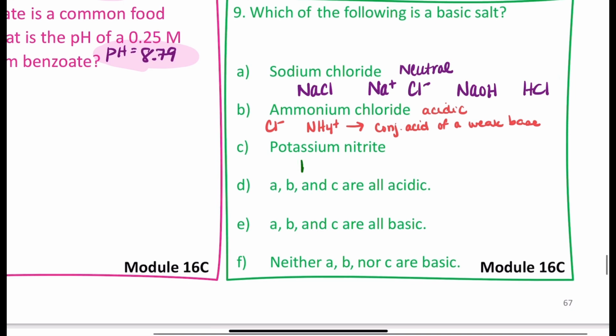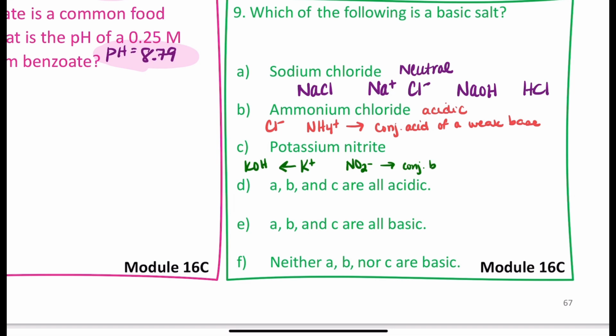What about potassium nitrite? K plus and NO2 minus. The K plus is kind of the same idea as the sodium in NaOH above. It can't donate anything. It's not going to gain a proton because it has a positive charge. And it came from KOH, which is a strong base, meaning it is going to be neutral in solution. But the nitrite can absolutely take a proton from water.